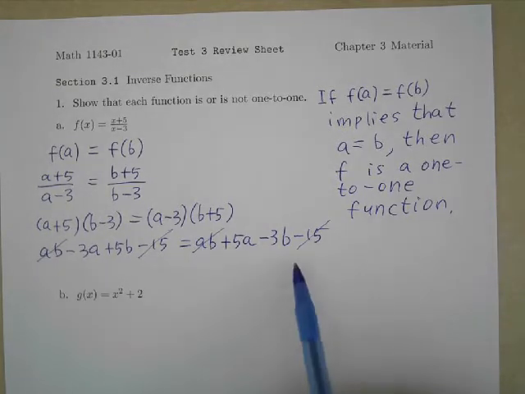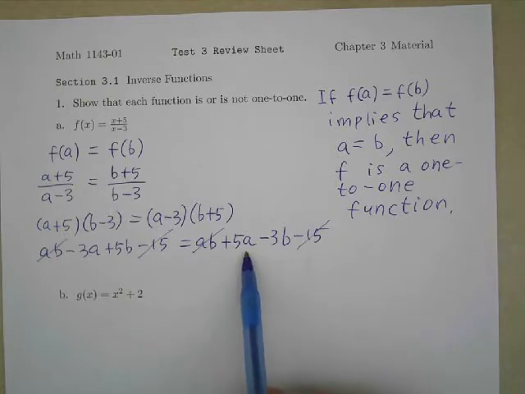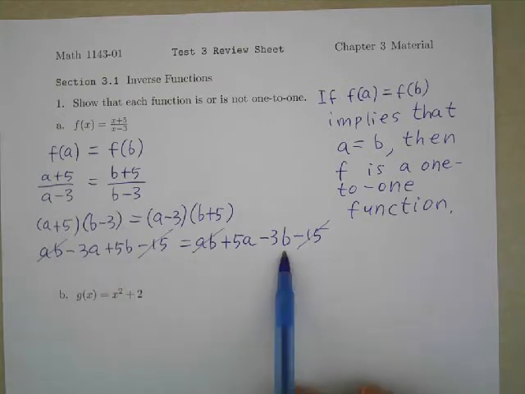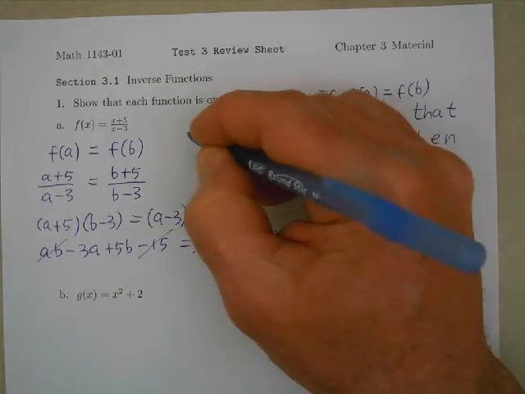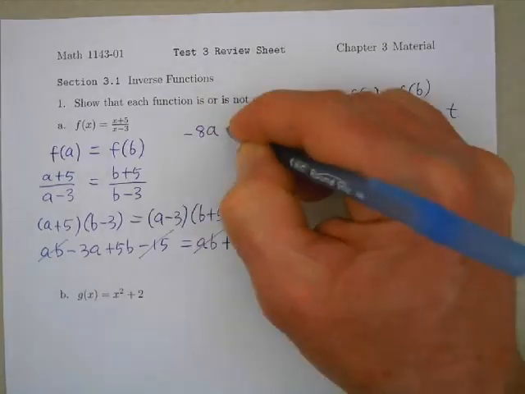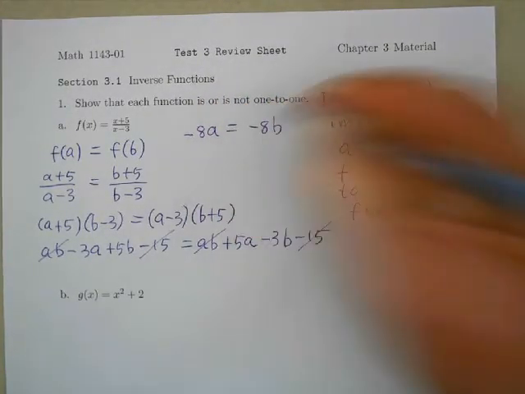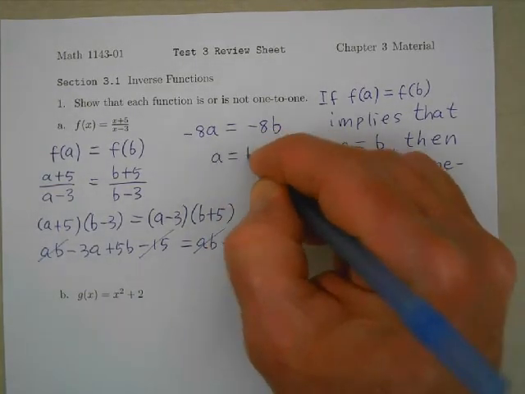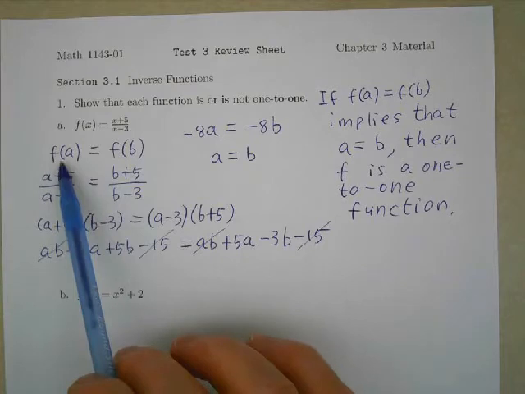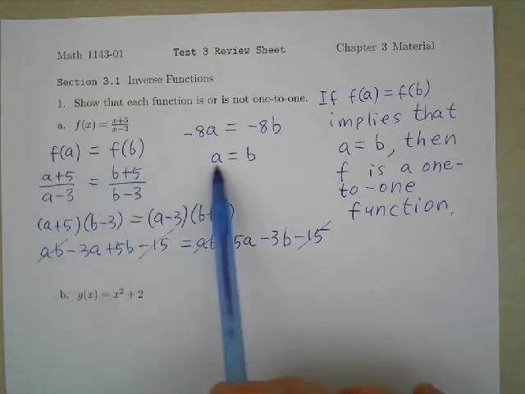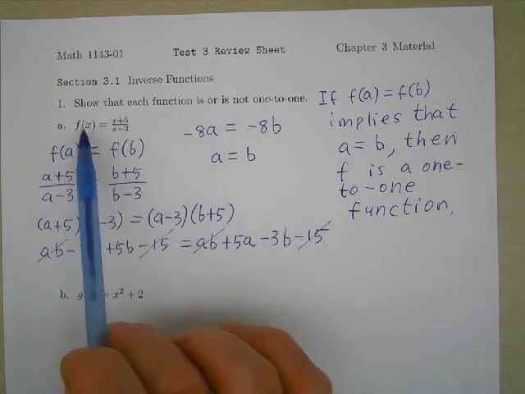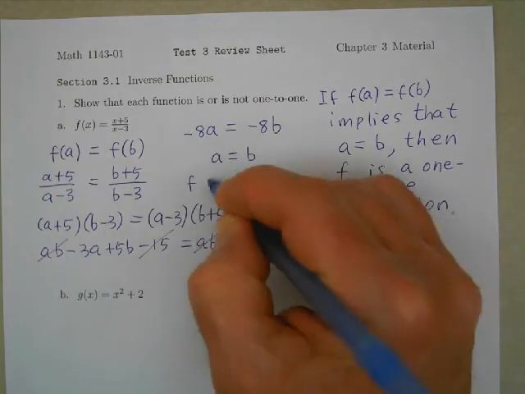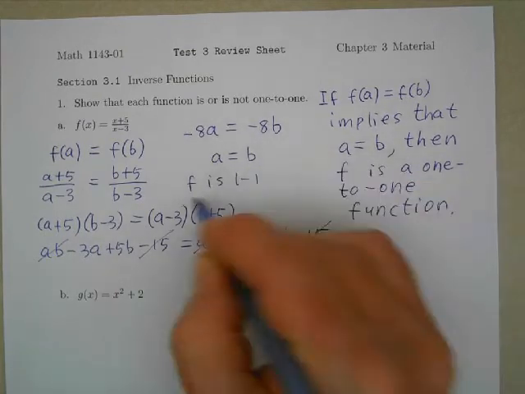So we can do a couple of things. I'll subtract 5a from both sides and also subtract 5b from both sides. And when we do that, we get negative 8a equals negative 8b. And then divide both sides by negative 8. We get a equals b. So f of a equals f of b implies a equals b. So that shows that this function is a one-to-one function. So I'll just write here f is one-to-one.